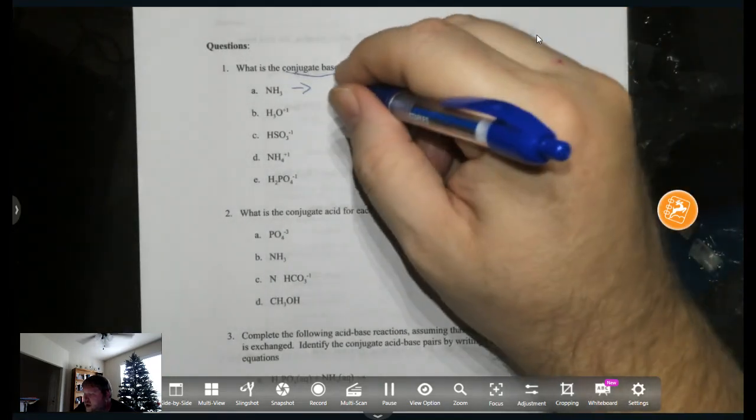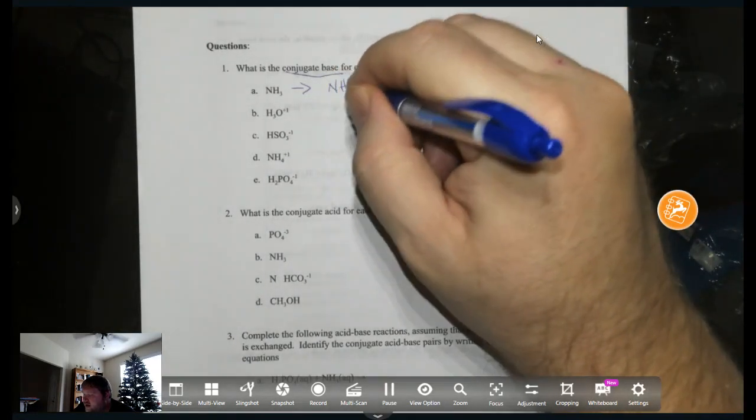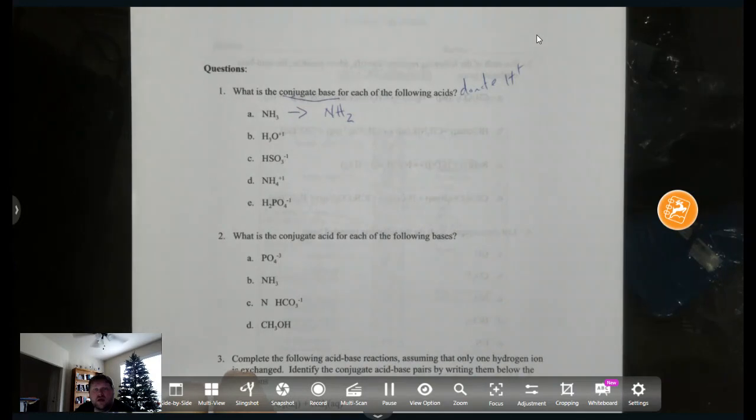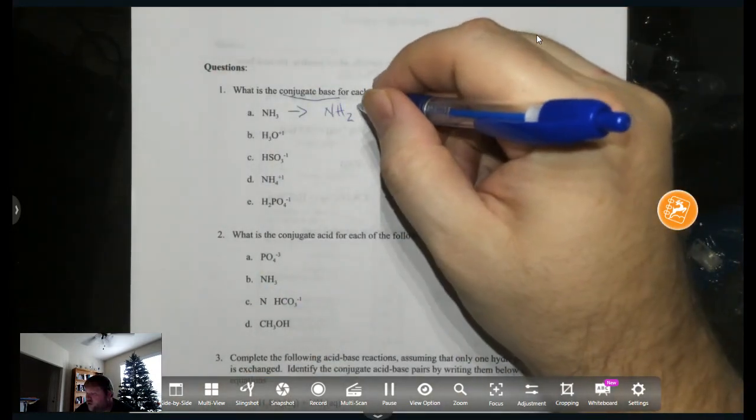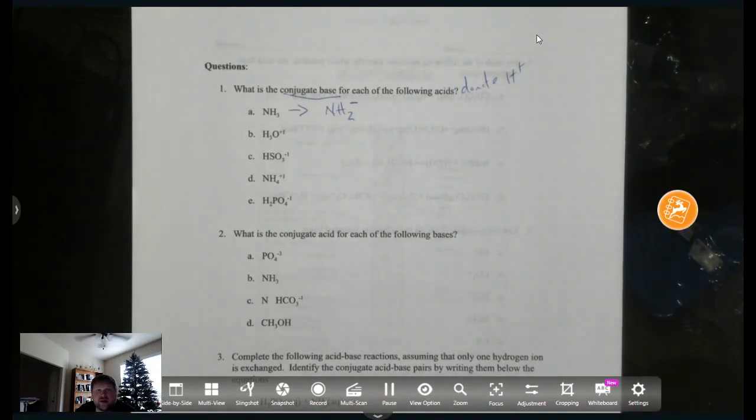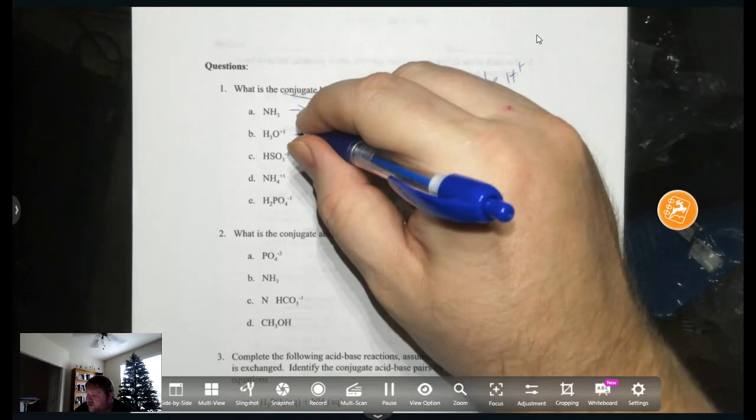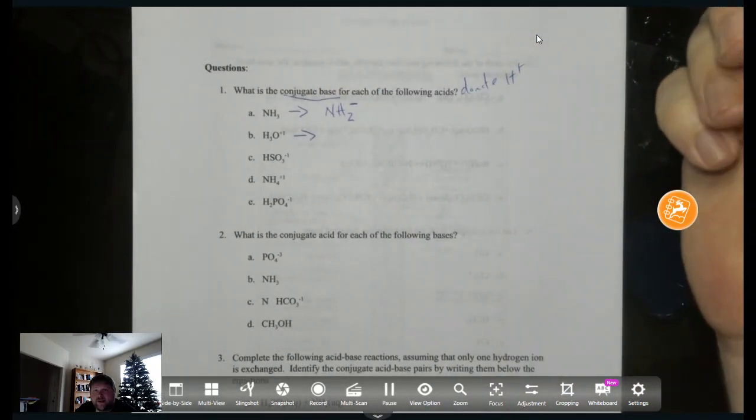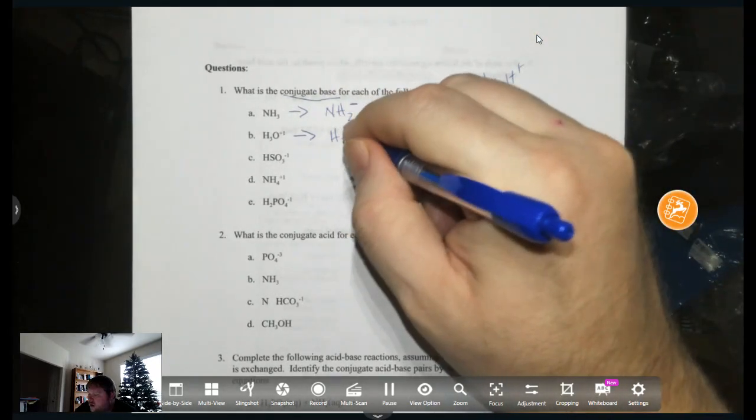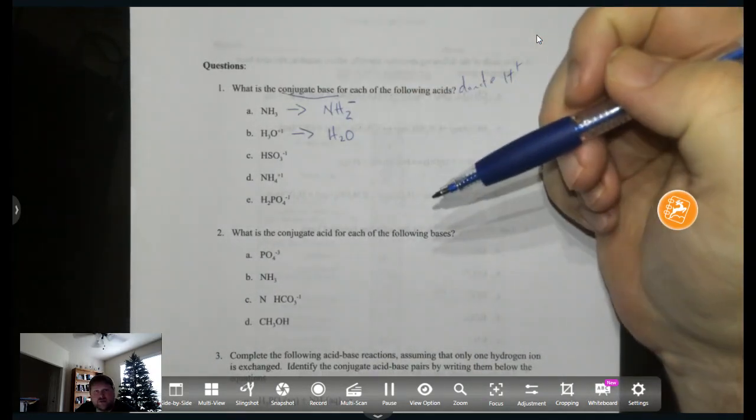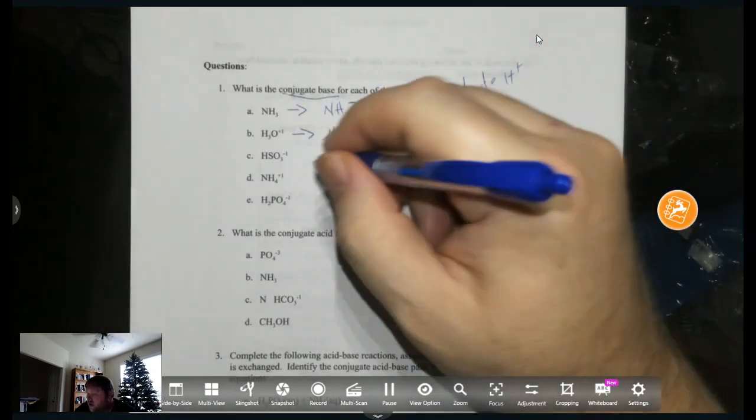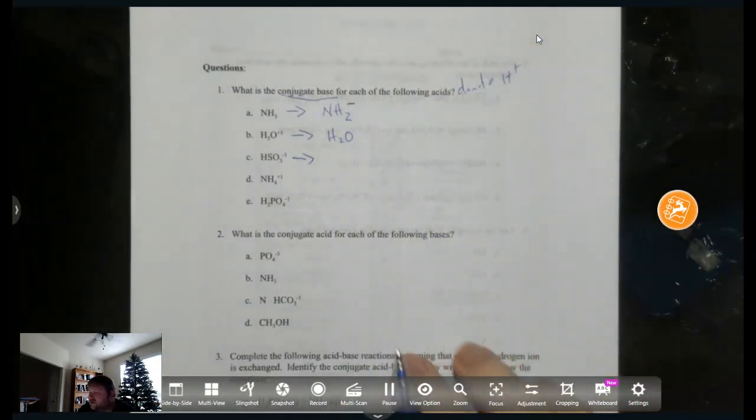So if I take away an H, that's going to leave behind an NH2. And remember, I'm taking away an H positive, so I also have to remove a charge, and that will leave behind NH2 minus. Okay, the next one with this hydronium. Let's remove an H positive, so that goes back to water, and the +1 charge goes back to 0. So that's just water.